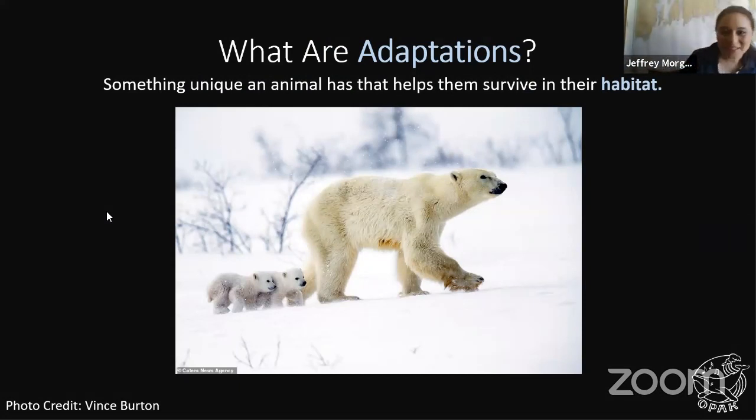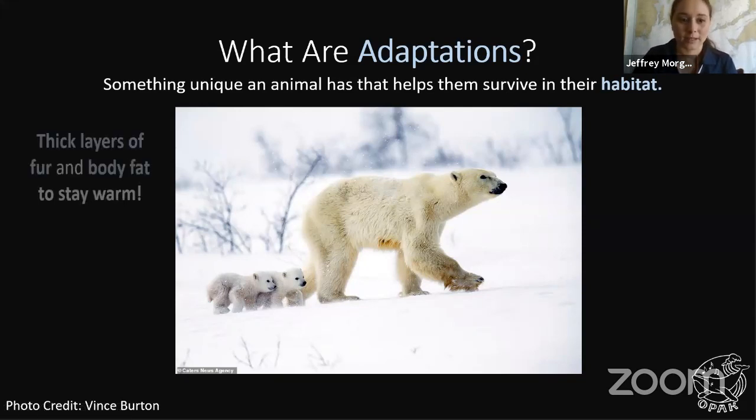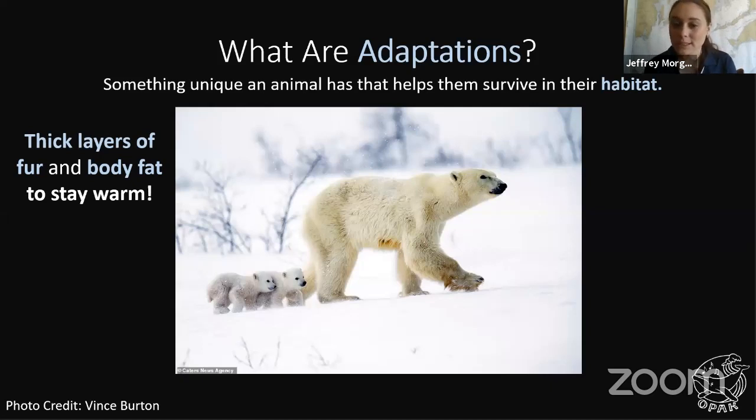All right, great. Thank you, Jeffrey. So what are adaptations? You might have heard about this word in school before, but we're just going to review it really quickly. And if you have never heard this word before, that's okay. So an adaptation is something an animal has that helps them survive in their habitat. For example, polar bears live in really cold temperatures, like in the Arctic. And because they live in such cold temperatures, they need thick layers of fur and body fat to help them stay warm. That is an adaptation that that animal has to survive.